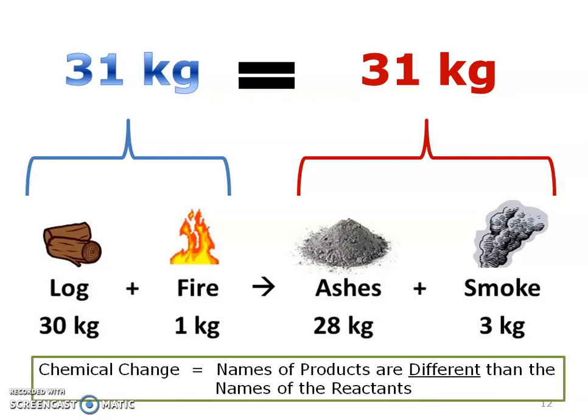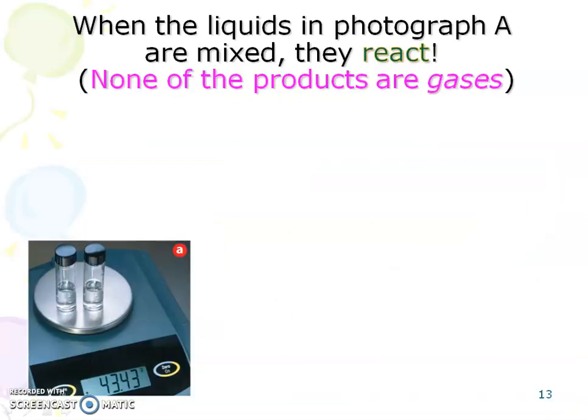So again, something to think about here, in a chemical change, the names of the products are going to be different than the names of the reactants that you started with. So here we have log and fire as our reactants, and our products are ashes and smoke. Now again, those are just general terms, but we could say that this would be wood, whatever it would be made of. Really, oxygen is the fire, ashes would be the carbon, and smoke is going to be H2O and carbon dioxide. So again, this is just a general way of saying your befores and your afters are different, but the conservation of mass will always be there.